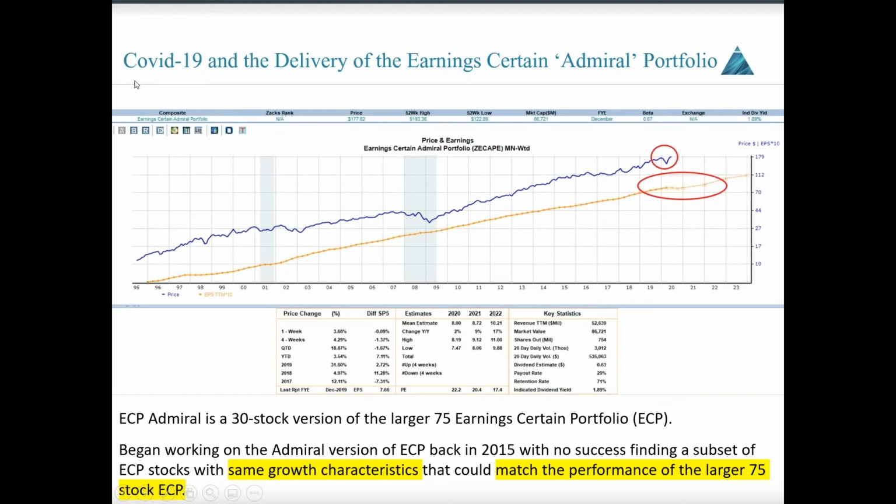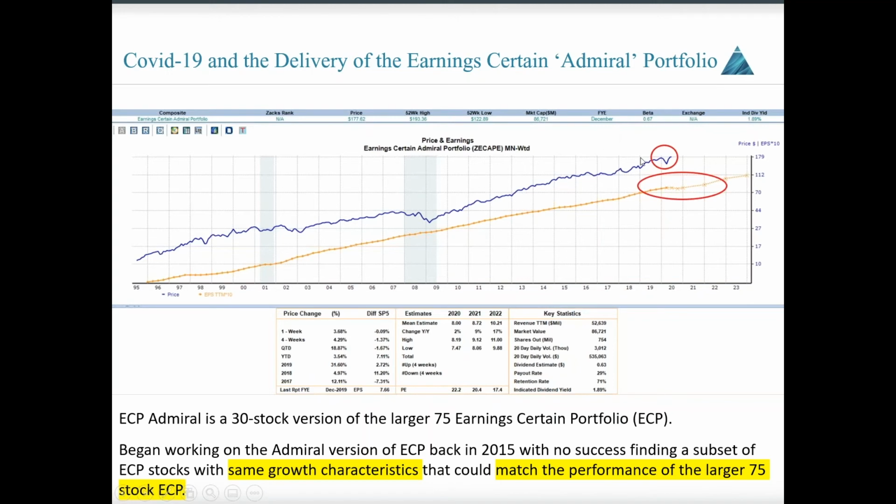When we take a look at the introduction of COVID, this gave me the opportunity to finish up the work that I had started in 2015 on the Admiral portfolio. And so what I did was really start looking into each of the individual members of the broader 75 stock group and looked at not only the earnings revisions, but also any guidance that was coming out and the underlying fundamentals themselves that were being reported, because we actually went through a quarterly reporting cycle as well.